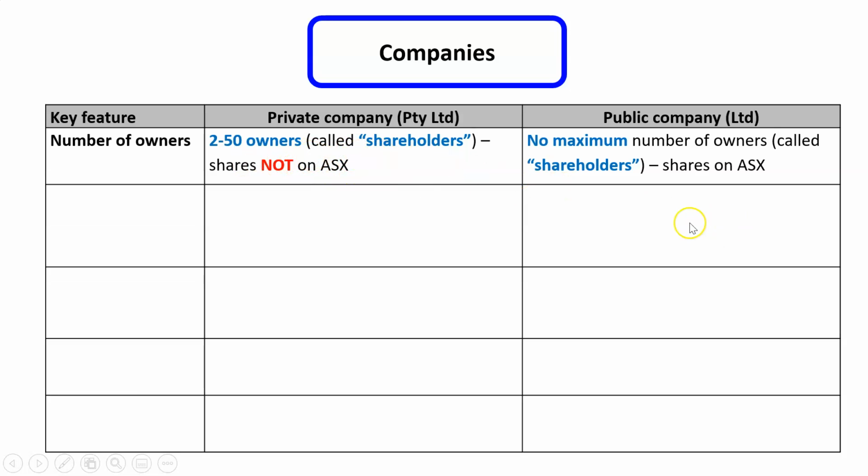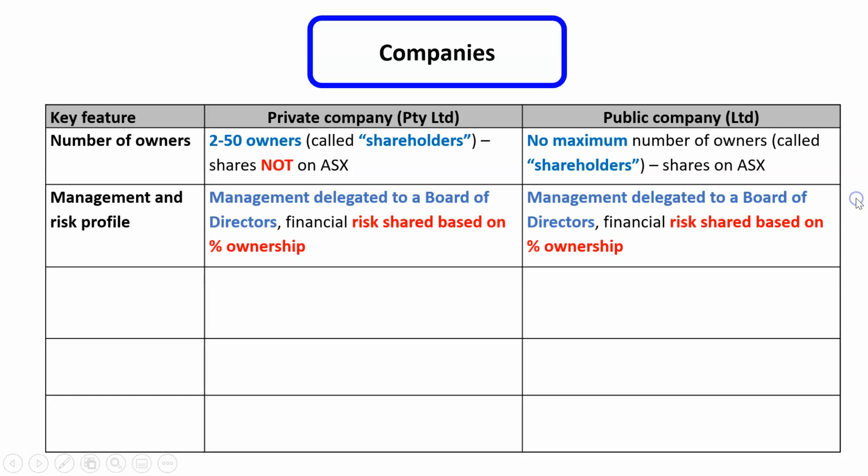You can't buy shares in private companies on the stock exchange. But a public company, you can. No maximum number of shareholders. So say BHP had, I think, over 1 million shareholders, 513 million shares, and the shares are on the ASX.